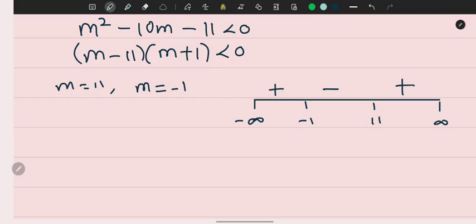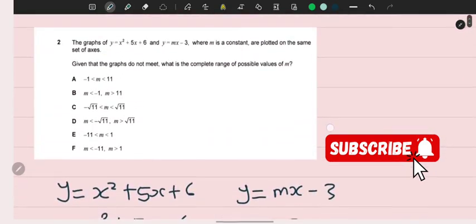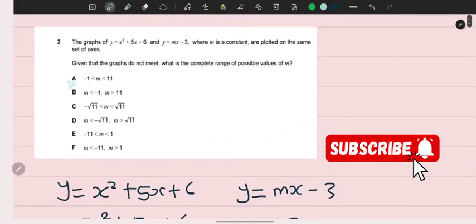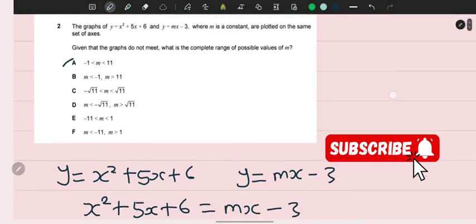By considering the inequality sign we have here, which is less than, the product of these two factors must be negative. So the only region that satisfies the inequality is between minus 1 and 11 exclusively. So the value of m is minus 1 less than m less than 11. Let's check that. Do we have that in the options? Yes, that's option A. So the answer is A.